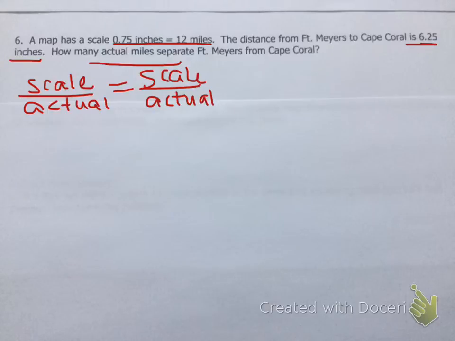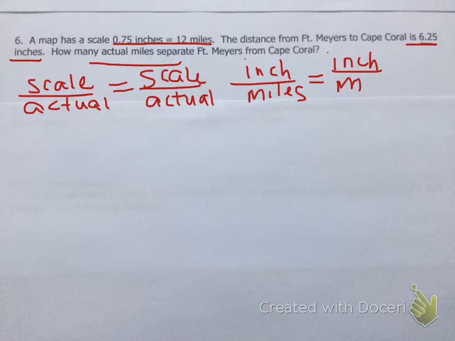Or you could say the inches over miles. And the inches is always your scale measure, and the miles is always your actual. Doesn't matter, as long as you put everything in the right spot is what really matters, okay?